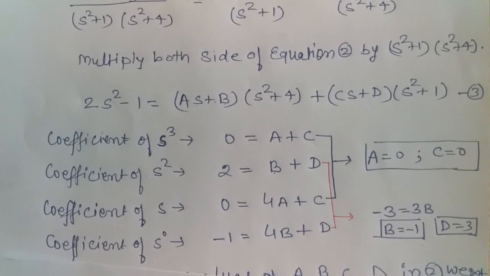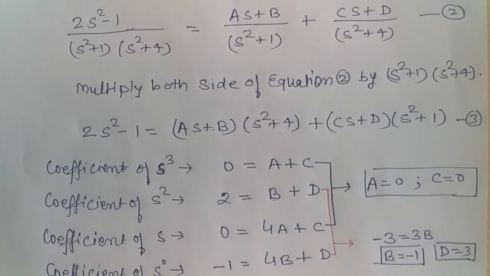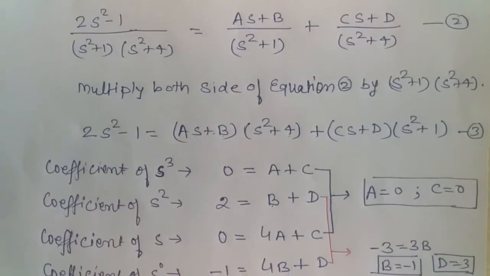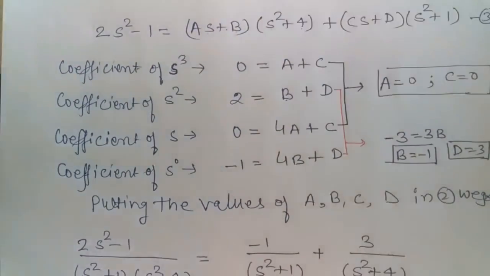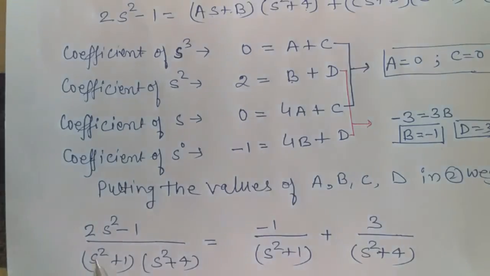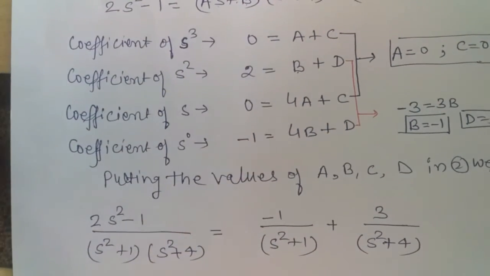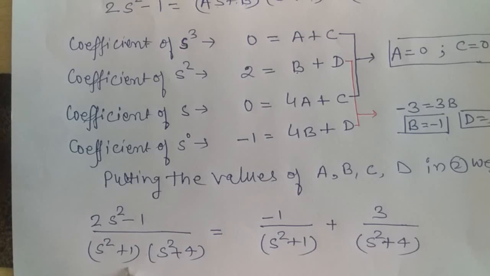Now putting the values of constants a, b, c, d in equation 2, we get the partial fraction of the given expression: 2s square minus 1 upon s square plus 1 into s square plus 4 equal to, a is 0 and b is -1, so we get -1 upon s square plus 1, plus cs plus d, so c is 0 and the value of d is 3. So we get 3 upon s square plus 4. So we complete the partial fraction of the given function.